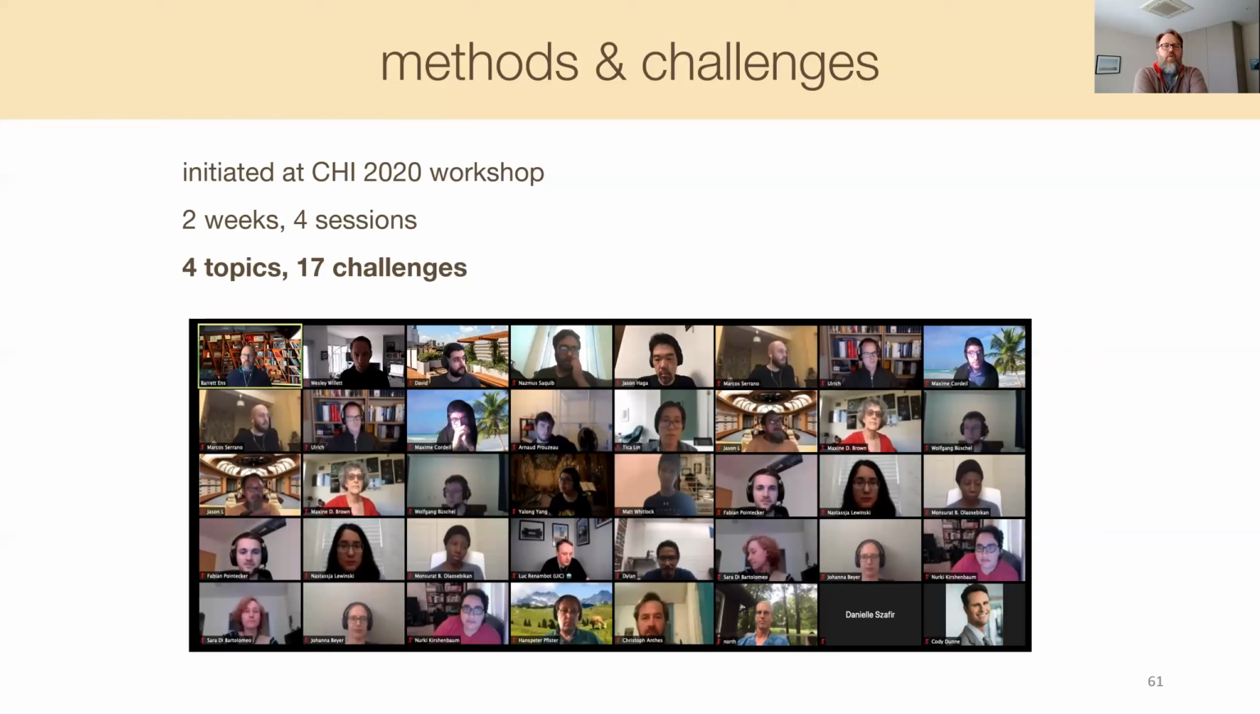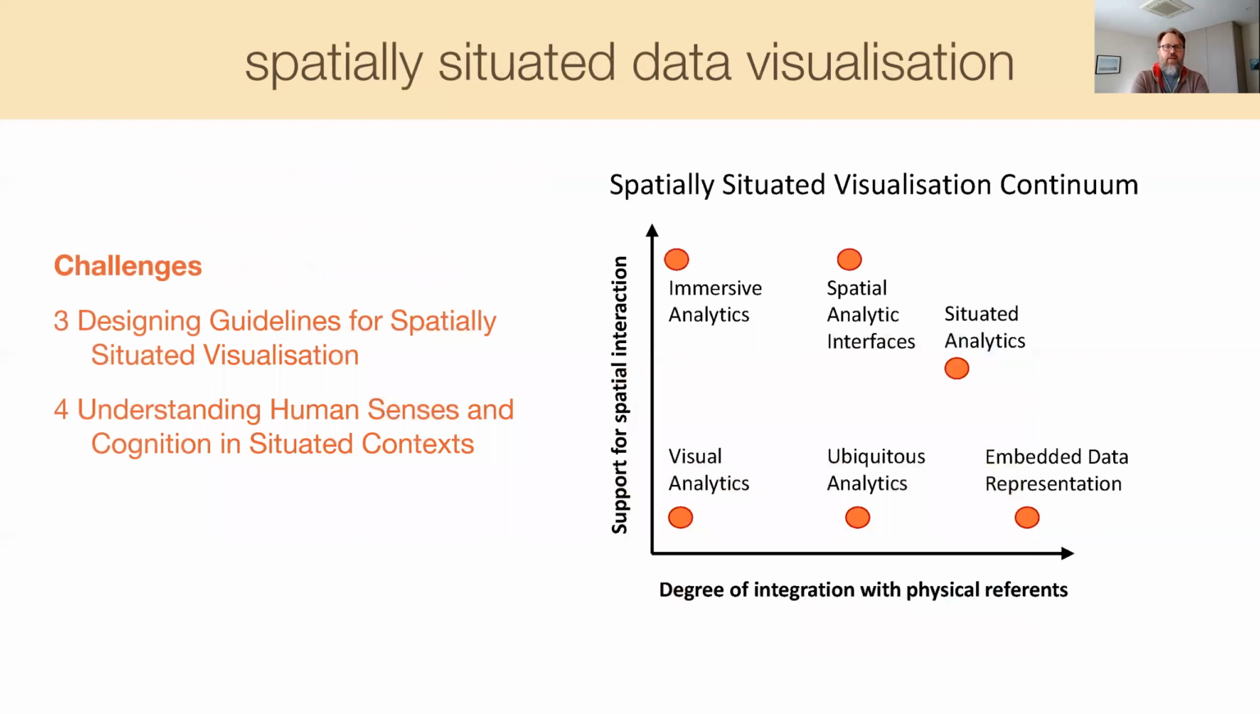But we had some group discussions, and we came up with this set of 4 topics and 17 new challenges within these topics. I'm not going to give a complete overview. I'm just going to talk in particular about 2 that are related to this idea of situating data in space around us. These are challenges number 3 and 4 from the paper.